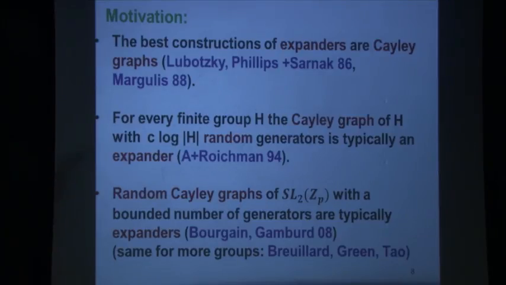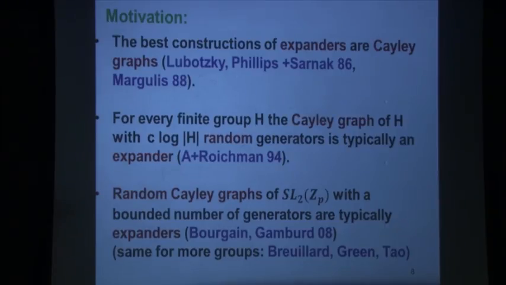Okay, so again, I didn't define exactly what expander means, but it will. It means that random Cayley graphs are indeed with high probability expanders. And more recent results, specifically the result of Bourgain and Gamburd, say that if we take groups like SL2(Z_p), so 2 by 2 matrices over Z_p with determinant 1, then if you choose randomly even a bounded number of generators, 10 generators randomly, then with high probability this will be an expander.